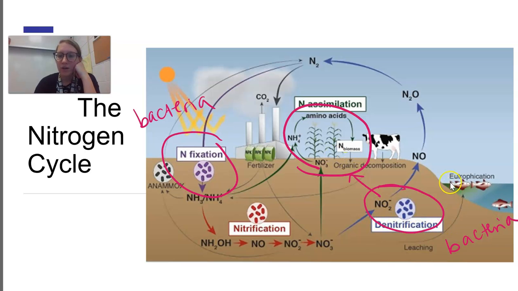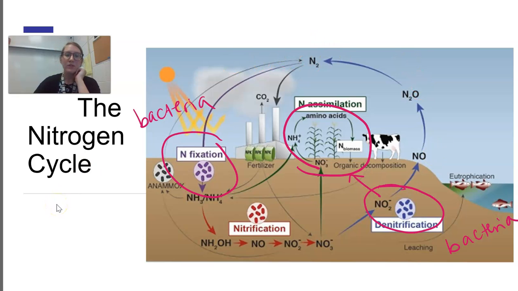And then there's also other bacteria that go through the reverse process. They are called denitrification, and they take whatever form of nitrogen that isn't used up here, and then they spit it back out into the environment.